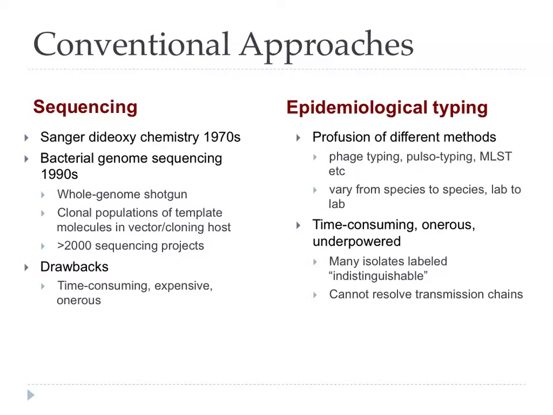Epidemiological typing, lots of different methods out there. And even where you have the same kind of method, like MLST, it has to be customized for each particular organism. Different labs do it in different ways and so forth. The point is, all of this is time-consuming, it's onerous, and it's often underpowered as well because many isolates get bundled together as indistinguishable. And so you might say you've got a load of isolates on a unit that are all indistinguishable. You can't work out who's been giving it to whom under those conditions.